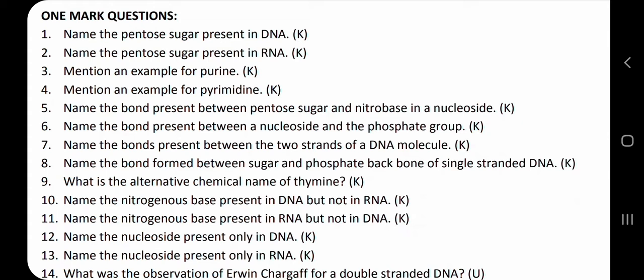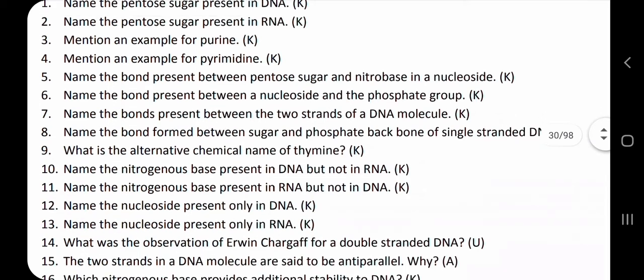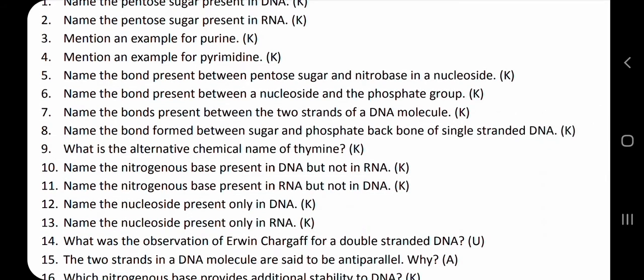Eighth question: name the bond formed between sugar and phosphate backbone of single stranded DNA. So between sugar and phosphate, that is the backbone of the single stranded DNA, there will be the presence of phosphodiester bonds.